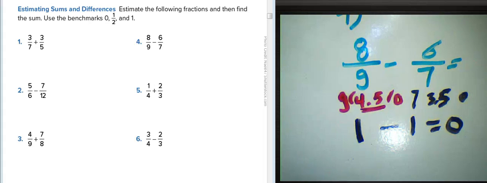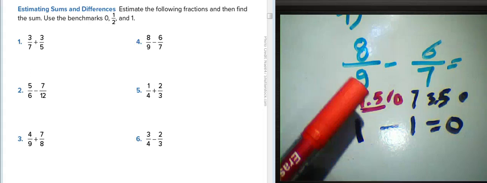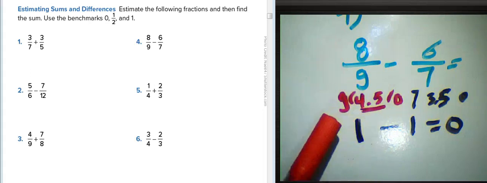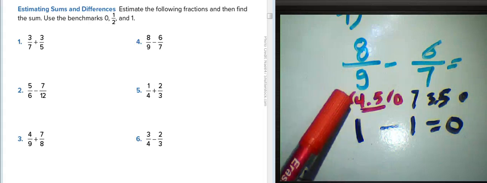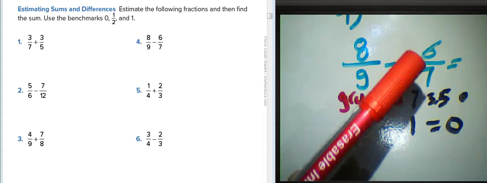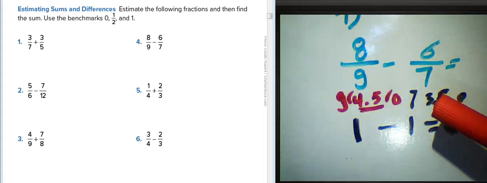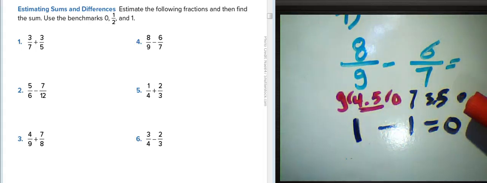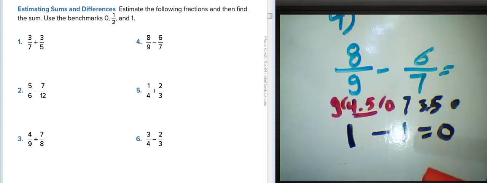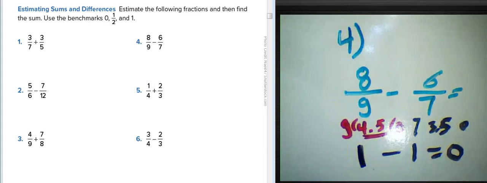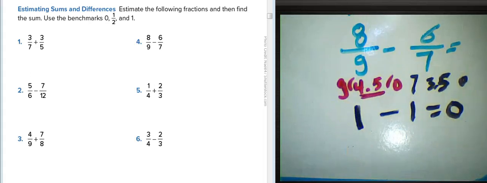Again, the first step: we must find half of the denominator. Half of 9 is 4.5. Half of 7 is 3.5. Ask yourself, is 8 nearest to half of these digits, or 0, or 9? We know 8 is nearest to 9. 9 divided by 9 equals 1. And 6 is nearest to what: 3.5, half of 7, or 0, or 7? 6 is nearest to 7. Then 7 over 7 equals 1. Then the result will be 1 minus 1 equals 0, the result for this example.